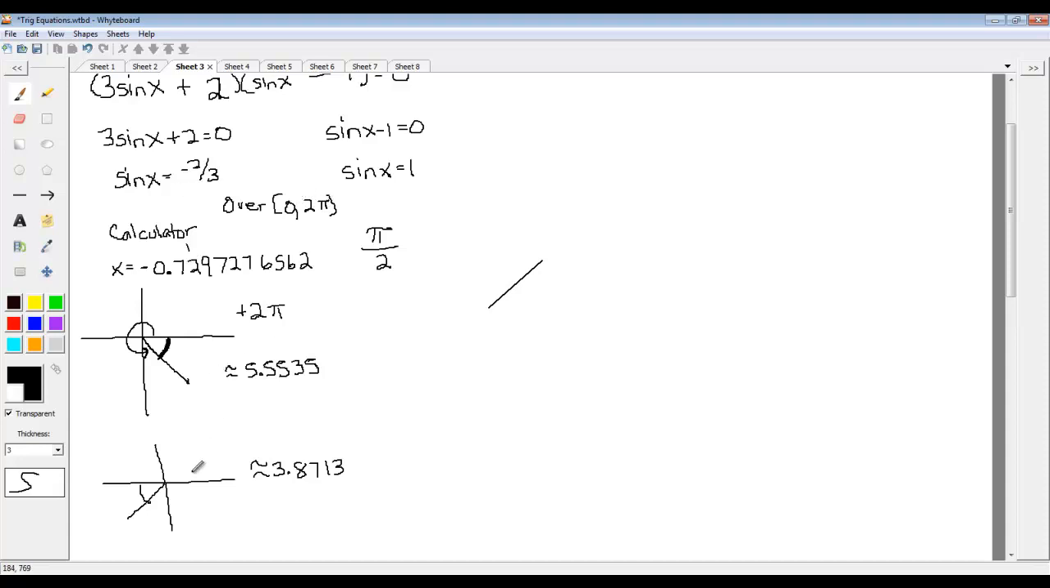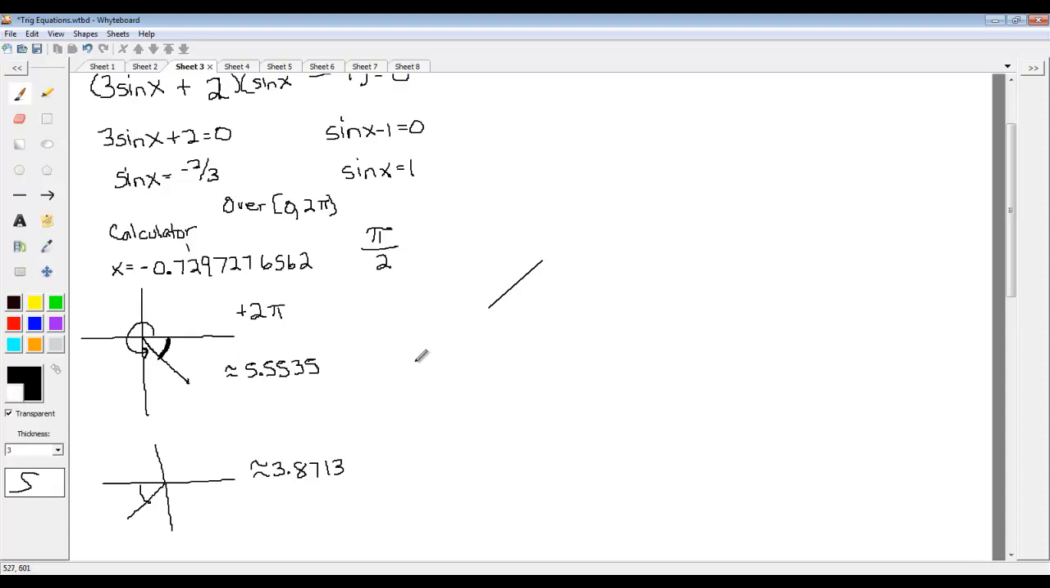Remember, it's only over 0 to 2 pi, so we're looking at positive angles somewhere from here around to here. No further, no less, no more. And so there's only 2 quadrants where that can happen, where sine can equal negative over 0 to 2 pi, and that's in quadrants 3 and 4. And that's these 2 angles here.